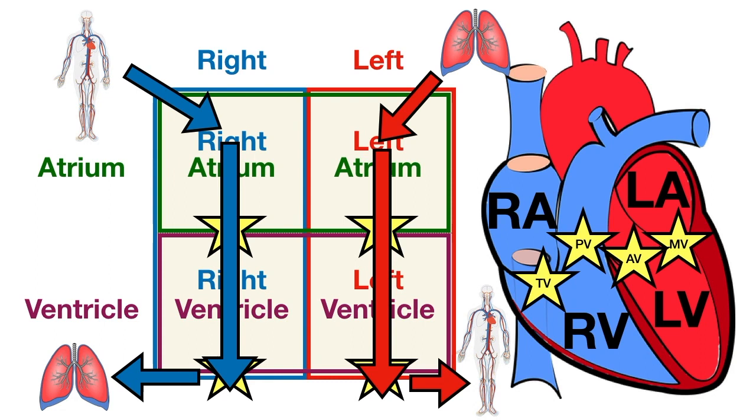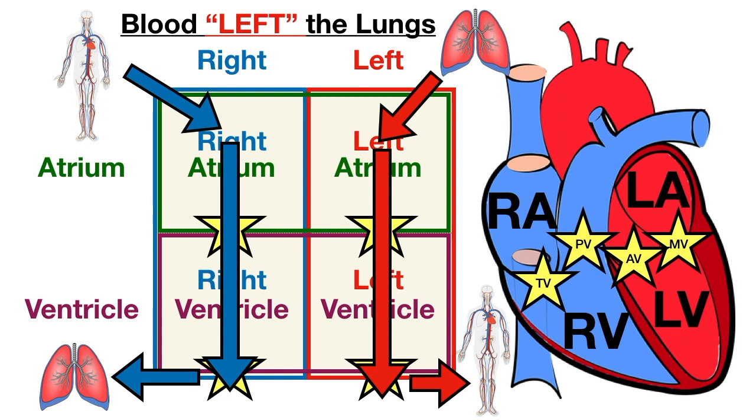So the main goal of the left side of the heart is to deliver oxygenated blood to the rest of the body. An easy way to remember the function of the left side of the heart is that it delivers blood that has left the lungs. So that was a really quick overview of the blood flow through the heart.